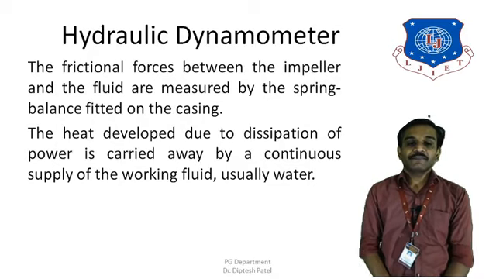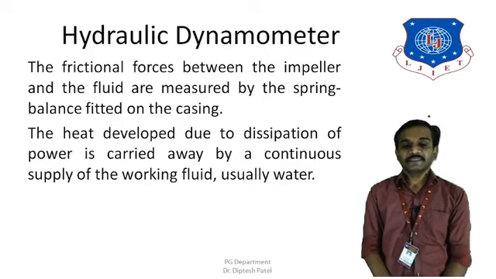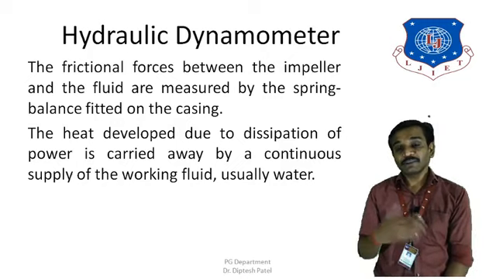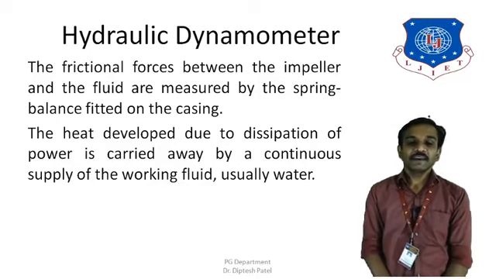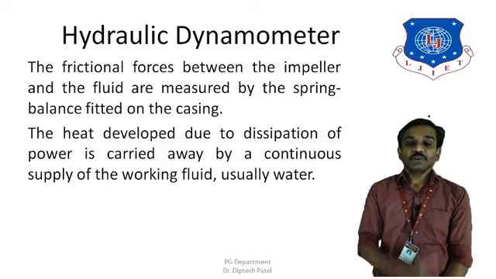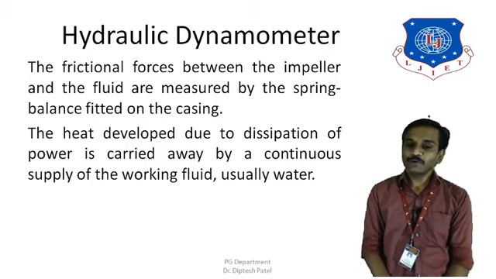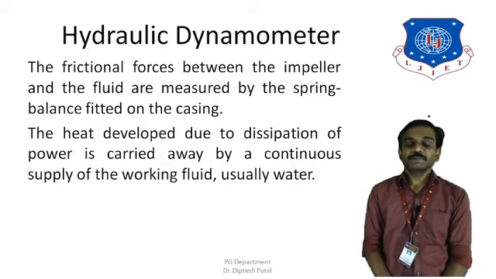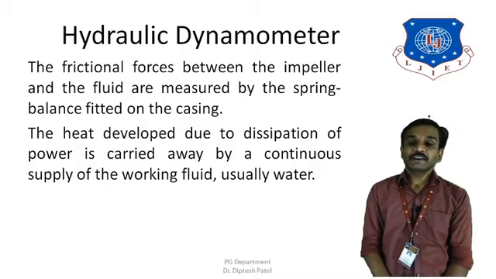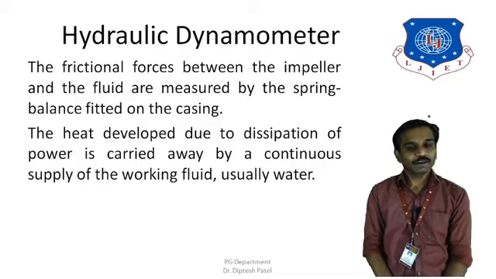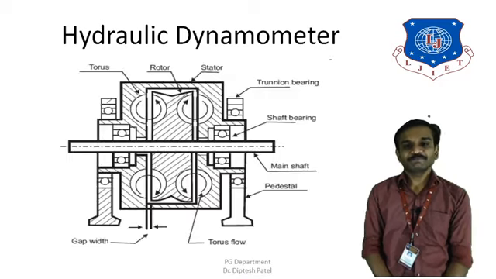Now the friction forces between the impeller and the fluid are measured by the spring balance fitted to the casing, and that helps us understand the overall brake horsepower produced by a particular engine. Here heat is also generated, and that is dissipated with the help of a continuous flow of water. So overall dissipation of the power takes place with the help of the continuous supply of water that is provided all the time.